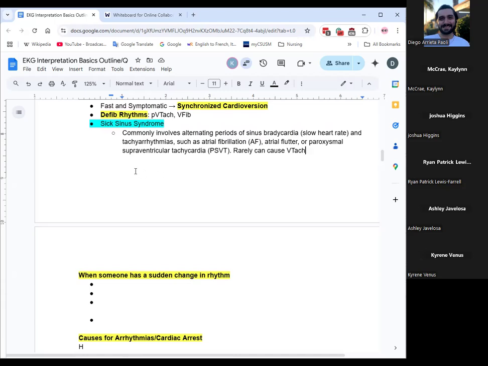I'd say in my entire time at Cerritos, I probably saw like 5 or 6 sick sinus syndromes. But essentially, like mentioned, it's an alternating of bradycardia as well as some fast arrhythmias. Could be sinus tach, but it could also be alternating with AFib, SVTs, can even go into a VTAC.